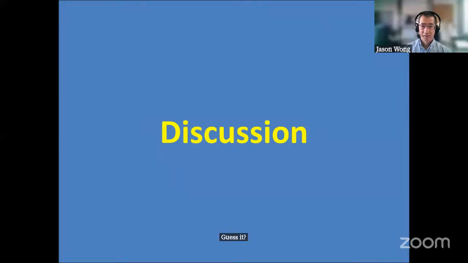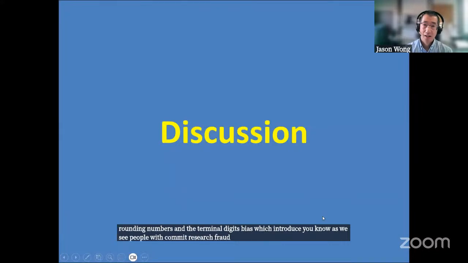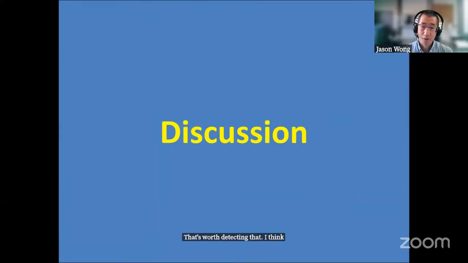Oh, yes, I'm going to disagree with Professor Shepherd again. I think there's a difference between rounding numbers and the terminal digit bias, which you introduce, as we see people commit research fraud, as well, detecting that. I think rounding is perfectly reasonable if the rounding doesn't change the clinical impact of the figure you're measuring. And I think that giving too many digits gives a false degree of accuracy. It may be precise, but not necessarily accurate.